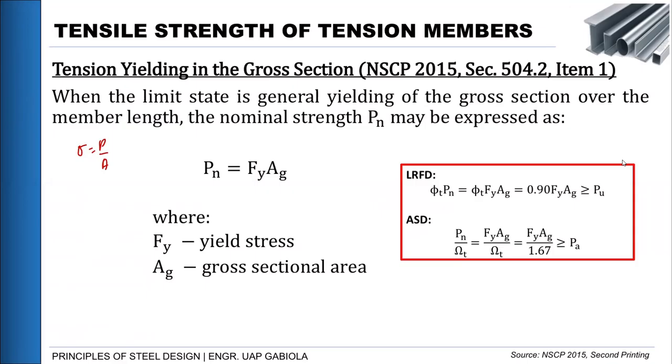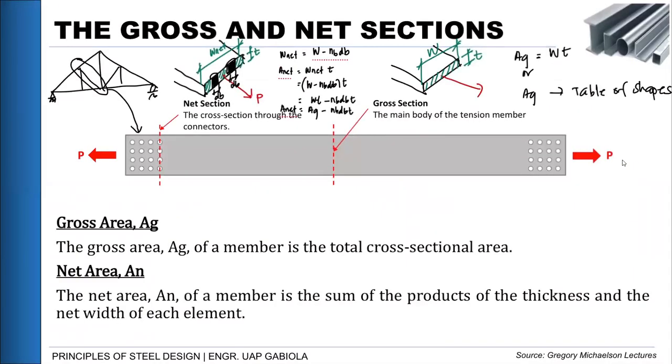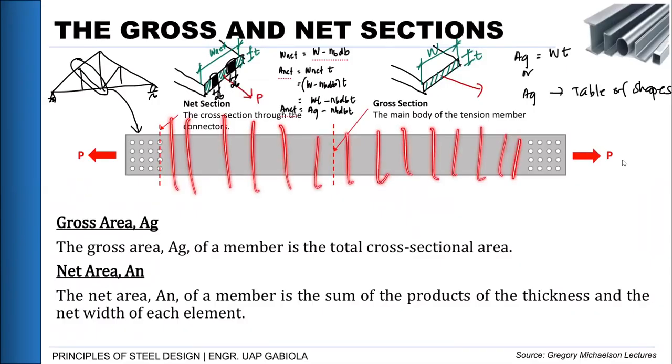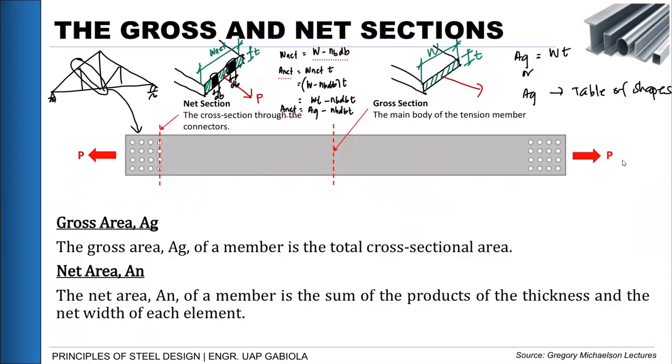Ultimate, maaabot na yung ultimate strength niya. Pero bakit Fy yung ginagamit dito, yung pinapagamit ni code doon sa gross section natin? Again, ito yung gross section natin, itong portion kung saan nandun tayo sa body ng section natin. Ang sabi ni code, pag dito yung member natin, ayaw niyang umabot hanggang dun sa ultimate strength, hanggang yield strength lang yung capacity niya. And ano ba meron sa yield strength?